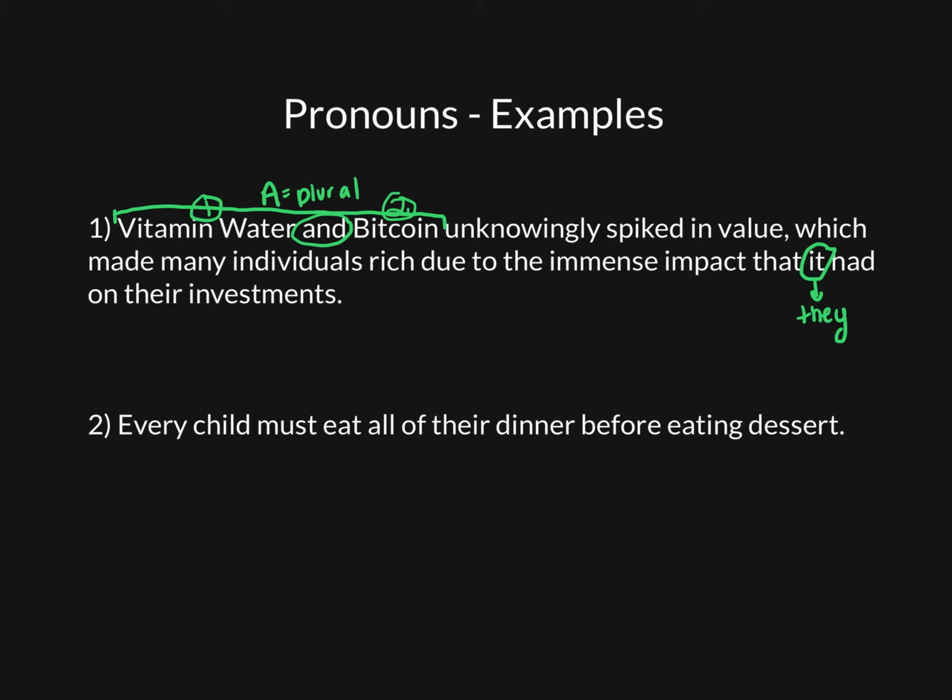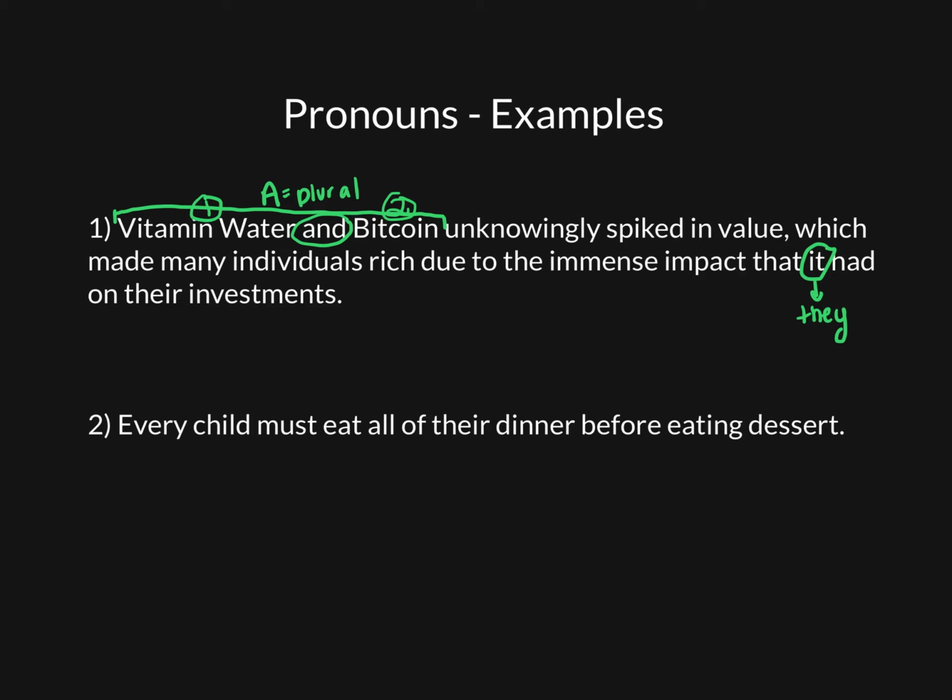And then if we say vitamin water and Bitcoin unknowingly spiked in value, which made many individuals rich due to the immense impact that they had on their investments. Now that makes more sense because now we're referring to the correct antecedent. Then in number 2, we have every child must eat all of their dinner before eating dessert. So again, this looks fine. However, there's actually an error with the antecedent pronoun agreement.